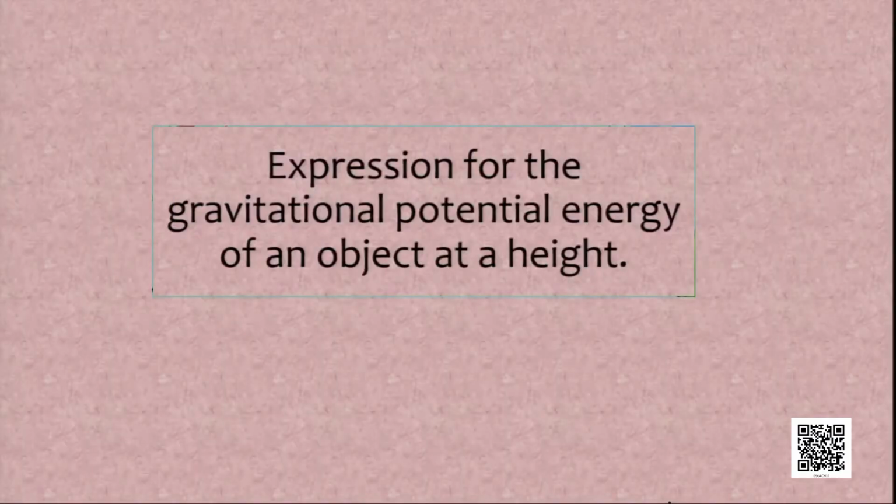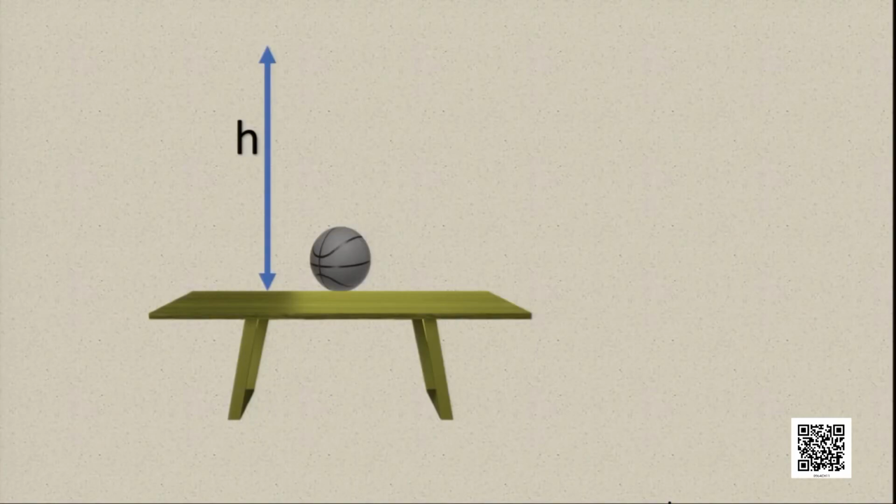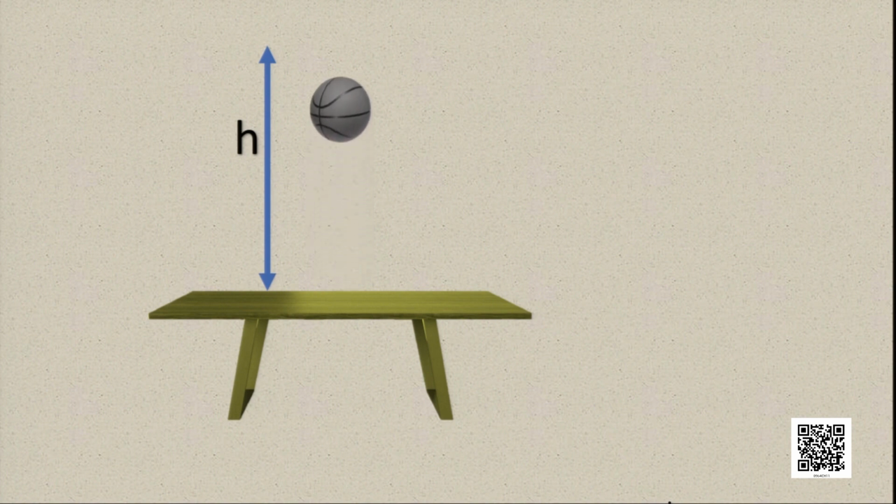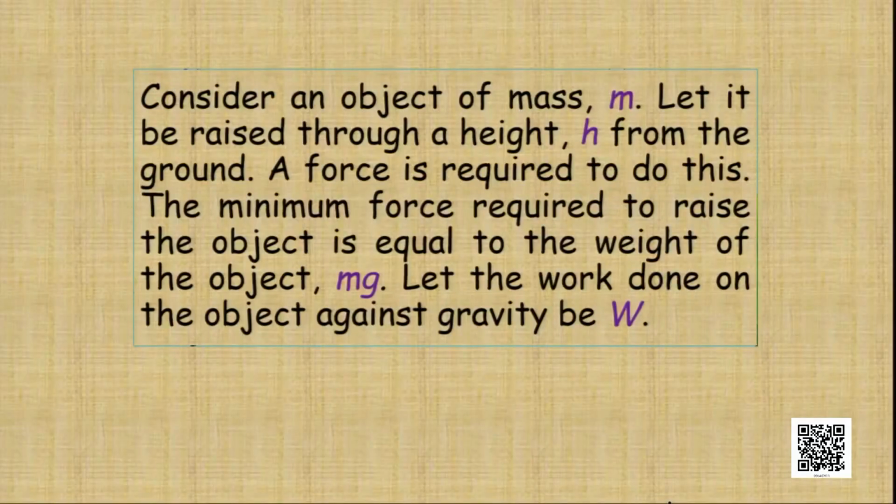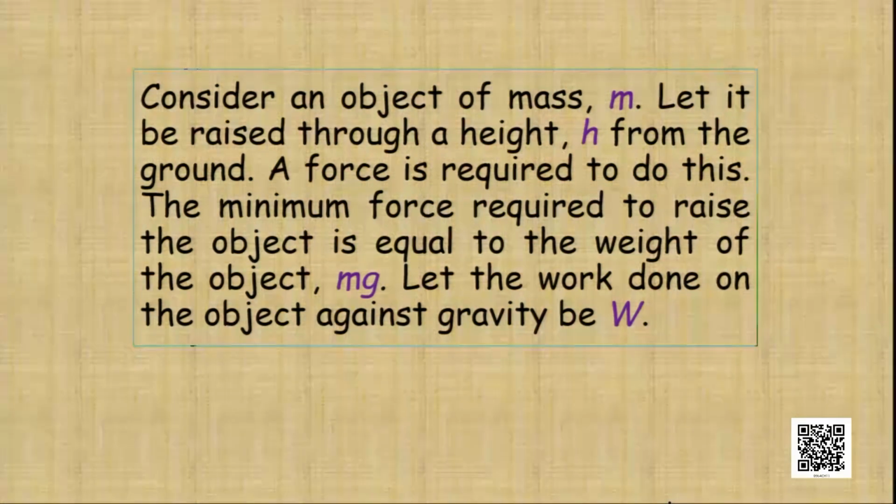For that, let us consider a situation. Suppose a ball is lying on a table and we are doing some work on that ball and it is raised to a height of h. In this situation, let us find out the energy possessed by that ball when it is raised to a height of h, when the work done is against gravity. So, we will consider the object's mass as m. Let it be raised to a height of h from the ground.